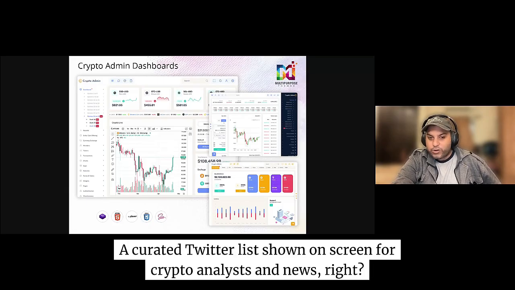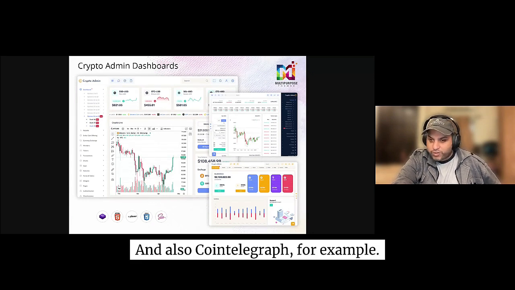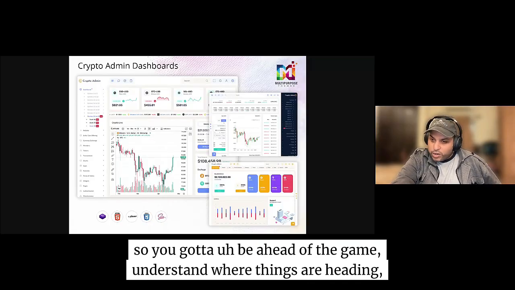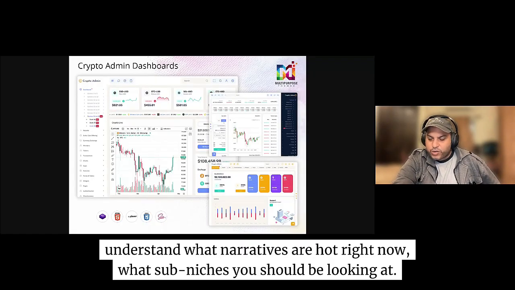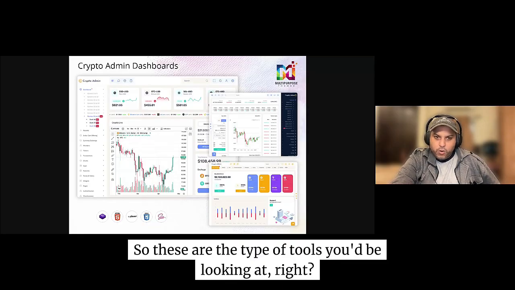A curated Twitter list is shown on screen for crypto analysts and news, right? That's important. And also Cointelegraph, for example. So you've got to be ahead of the game. Understand where things are heading, what narratives are hot right now, and what sub-niches you should be looking at. All of this helps you out. Very, very important, guys. So these are the types of tools you'd be looking at.